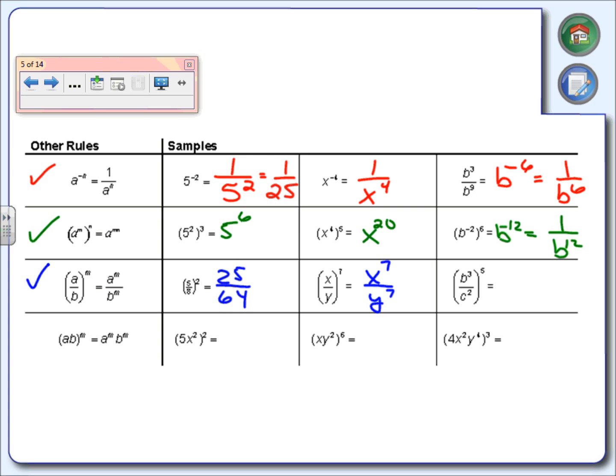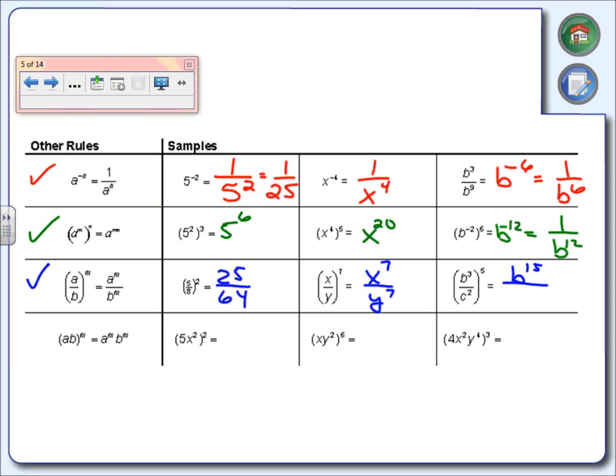We're going to have to use this previous rule, that power, and we're also going to use this fraction rule. So what I'm going to do is take the numerator, whatever that numerator is, to the 5th power. So I've got b to the 3rd to the 5th power. What am I going to do with those 2 exponents? Multiply. So what do you get when you multiply 3 times 5? 15. So on the numerator, I have b to the 15th power.